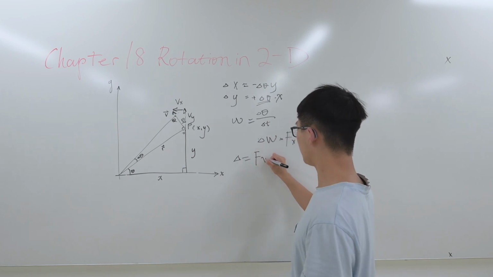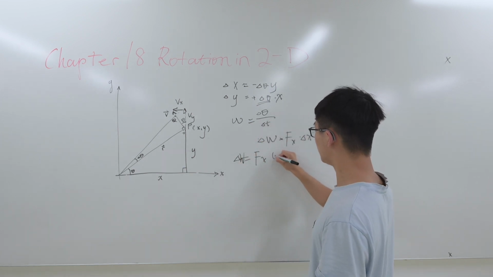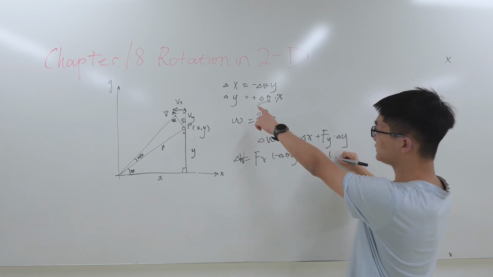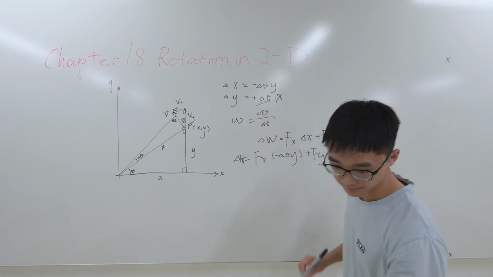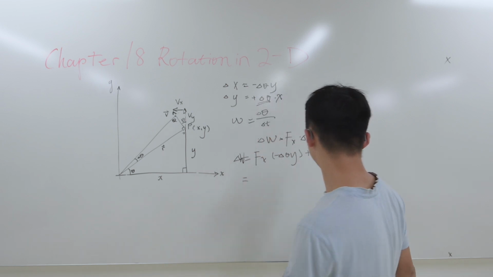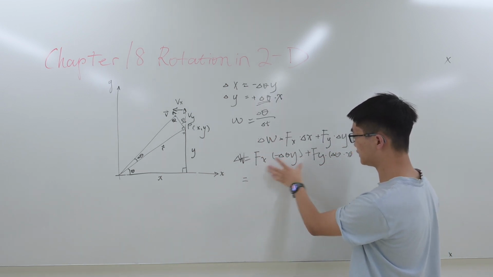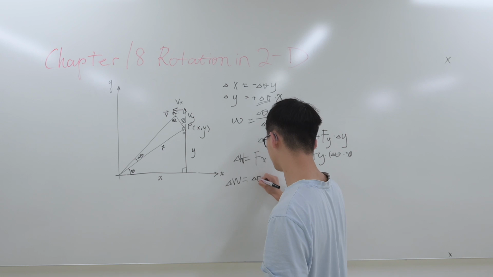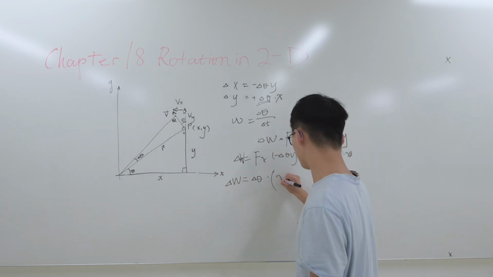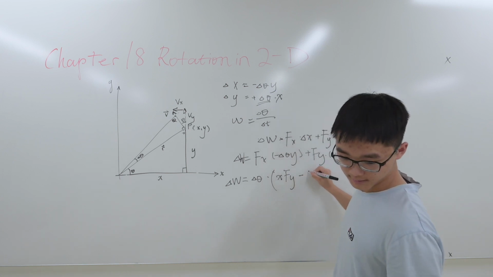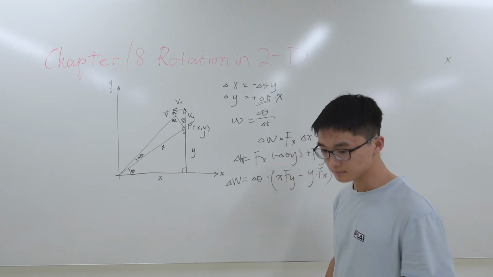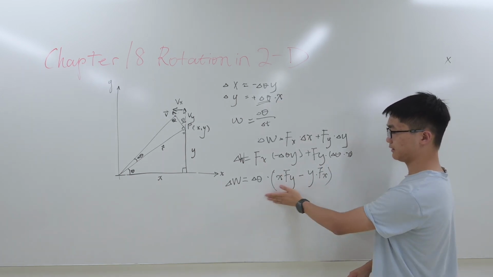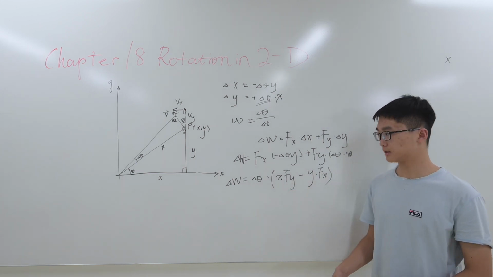So now delta W will equal negative delta theta y times Fx plus Fy times delta x. So delta y is equal to delta theta times x. And because delta theta is common in both terms, we will take delta theta out. So now we know that the change in work will be equal to delta theta times (x Fy minus y Fx). Now you can see this strange combination over here. This is what we call a torque.